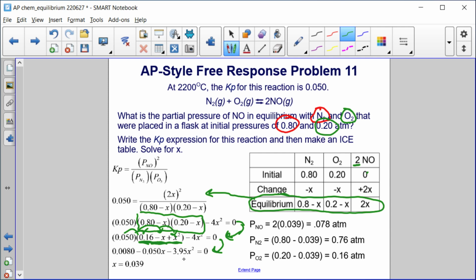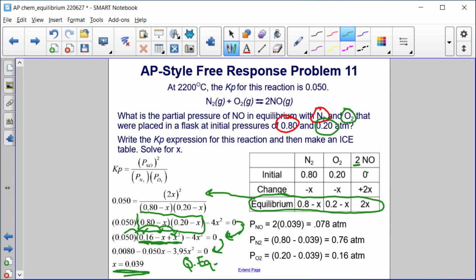So you get a quadratic equation that says 0.0080 minus 0.050x minus 3.95x squared is equal to 0. Now you need to look up the quadratic equation if you don't know what it is, or maybe you have a program in your calculator that you can use to solve a quadratic equation. Either way, you need to solve a quadratic equation here to solve for x, and we get a value of x of 0.039.